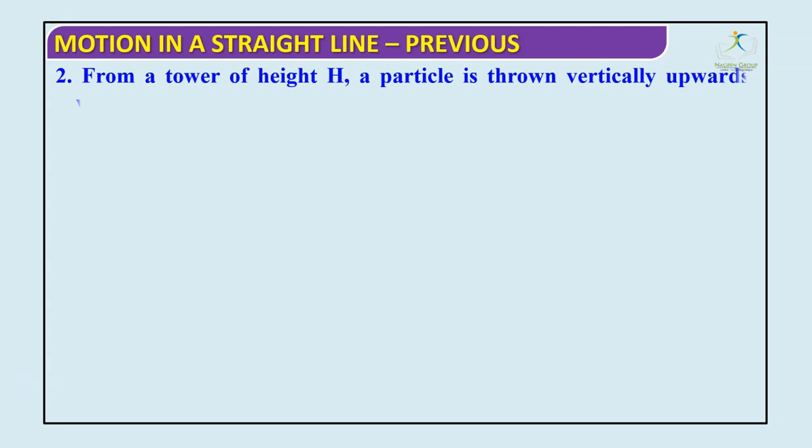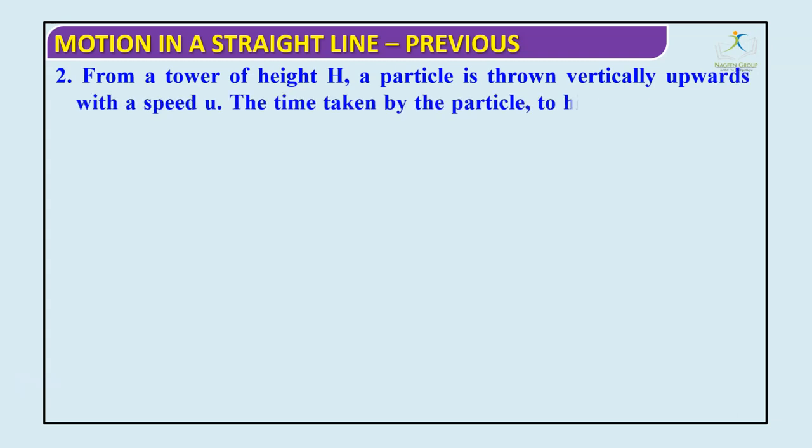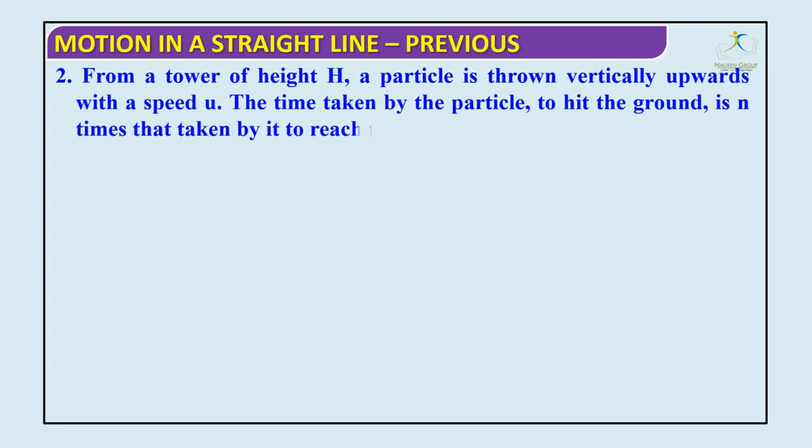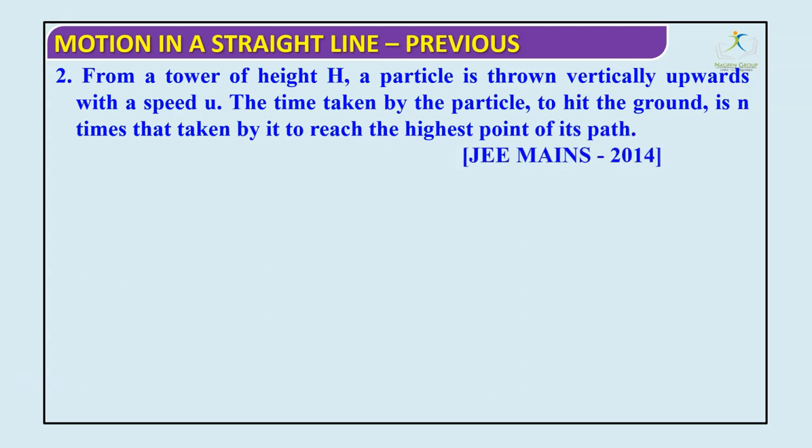From a tower of height h, a particle is thrown vertically upward with a speed u. The time taken by the particle to hit the ground is n times that taken by it to reach the highest point of its path. This question, students, came in the JEE Mains examination in the year 2014.